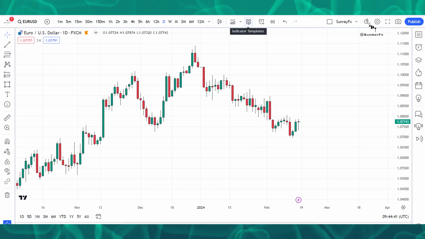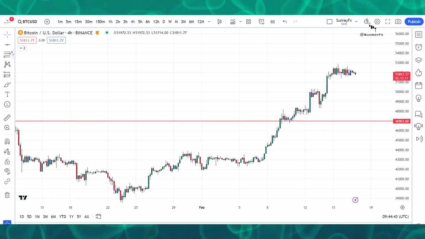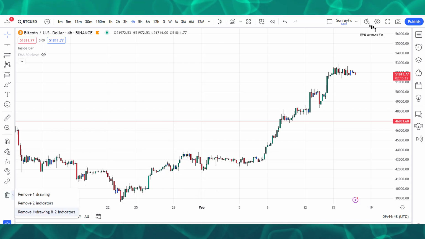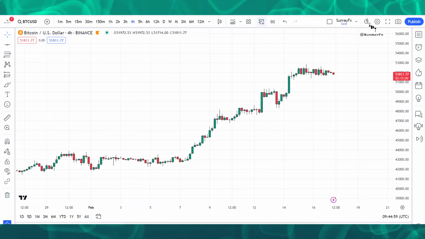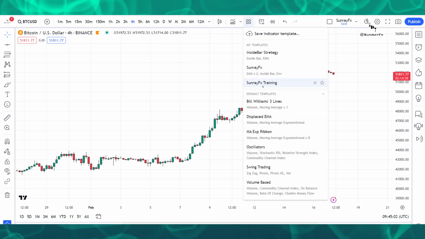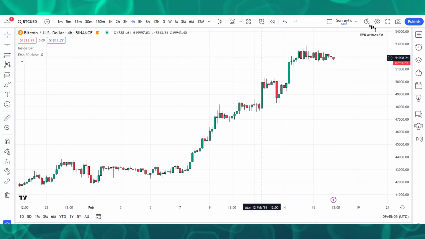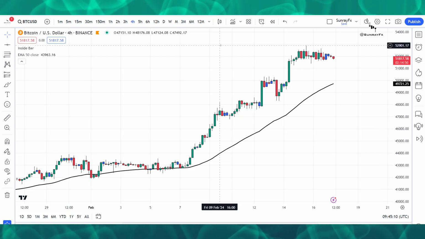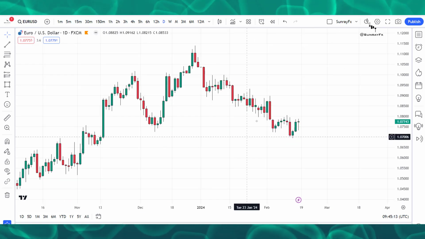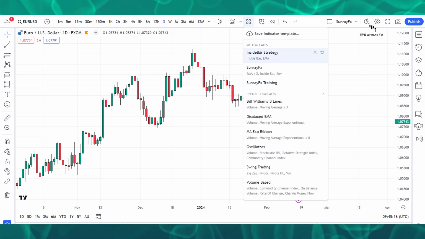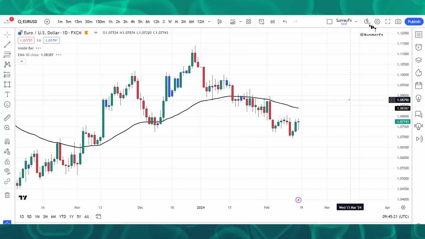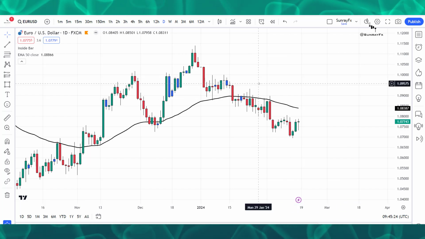So all I need to do is to come back here. I have these 2 here, and then let me remove the indicators and the drawings. All I need to do is to come back to inside bar strategy, and then I put it there. You see, yes, it's here now. So I can go to any chart now. Let me go back to EUR/USD. I go to inside bar strategy and click on it. It will appear. So I don't need to be doing the settings over and over again.